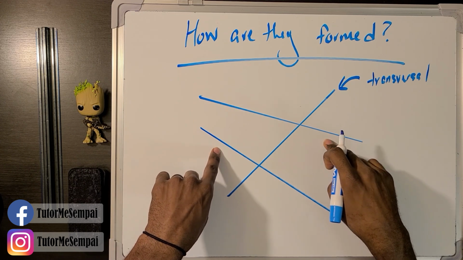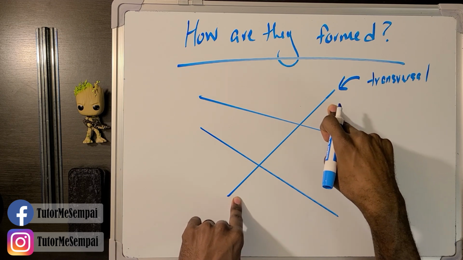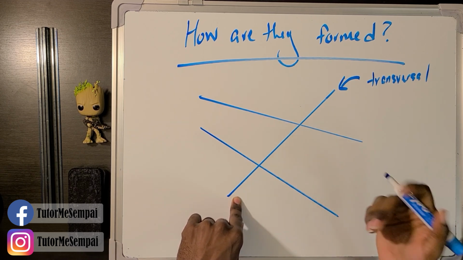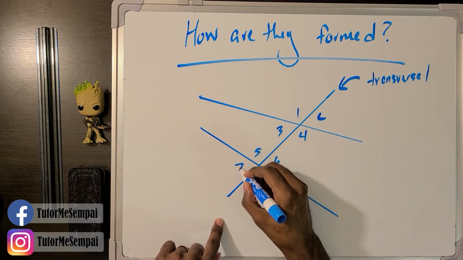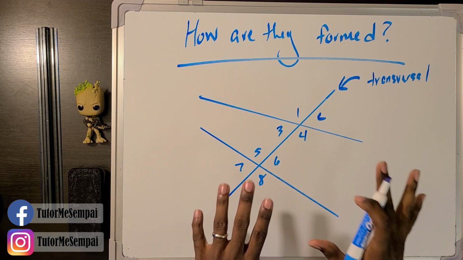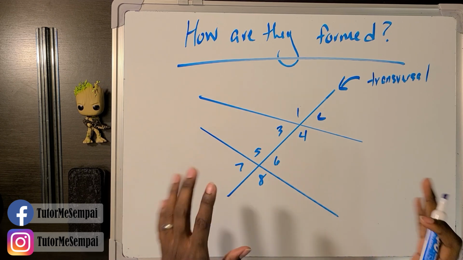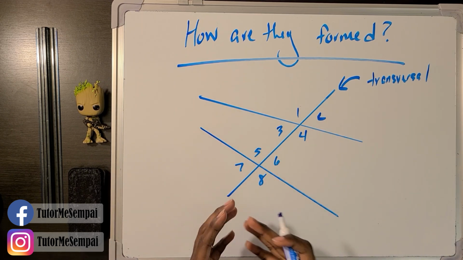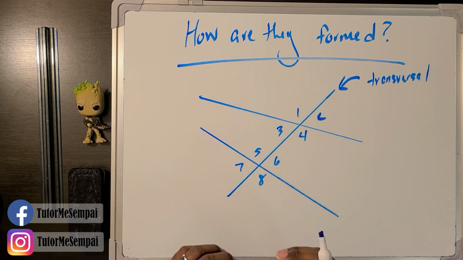So, two straight lines, they don't have to be parallel, crossed over by a transversal is going to generate 8 angles. 1, 2, 3, 4, 5, 6, 7, 8. And we already saw in that previous video that of these 8 angles, you're going to have pairs of corresponding angles. I'm here to tell you today that of these 8 angles, you're also going to have pairs of alternate angles. So not only will this form corresponding angle pairs, but they're also going to form alternate angle pairs. So now that we know how they're formed, let's jump into how to find them.